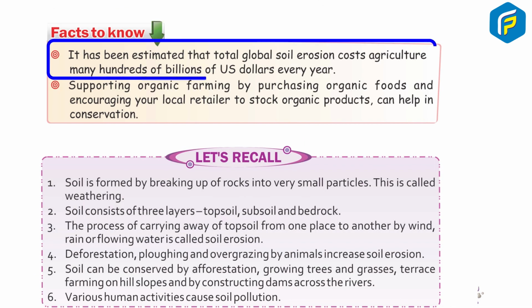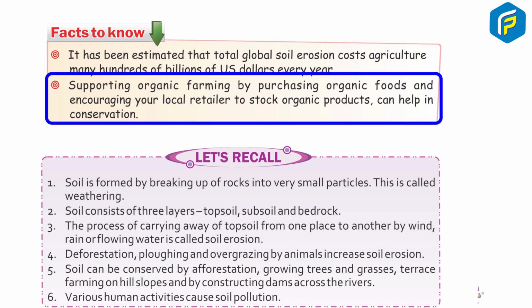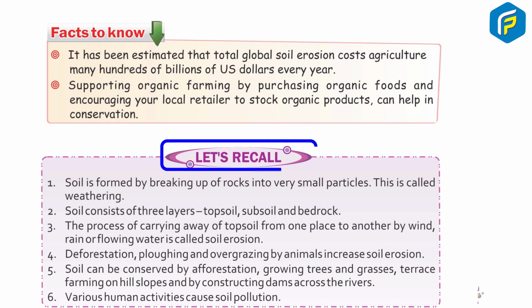Facts to know: it has been estimated that total global soil erosion costs agriculture many hundreds of billions of US dollars every year. Supporting organic farming by purchasing organic foods and encouraging your local retailer to stock organic products can help in conservation. Let's recall.